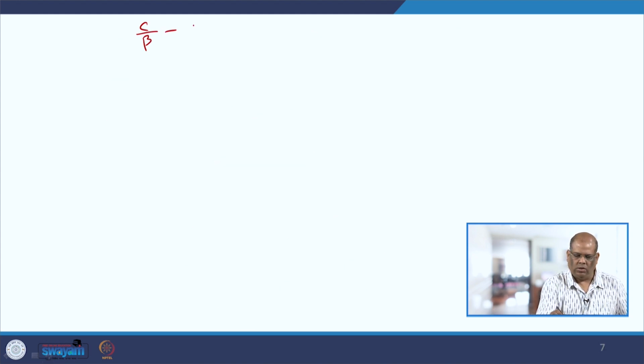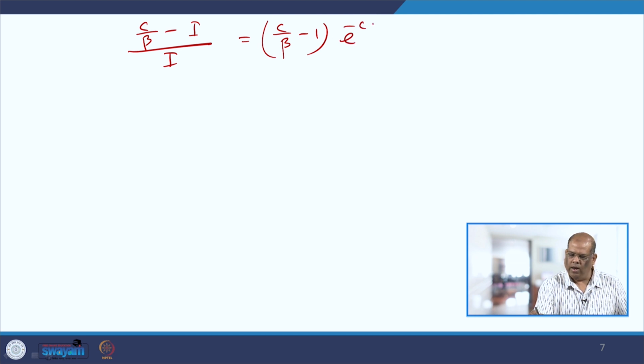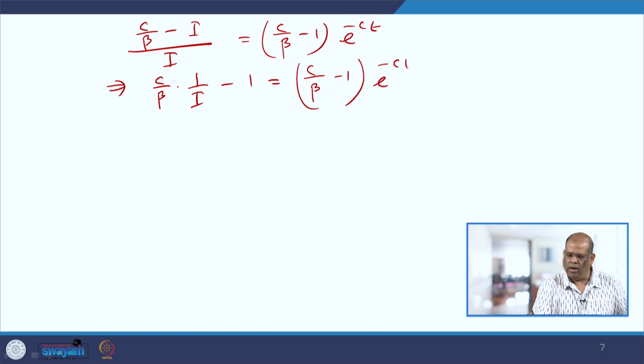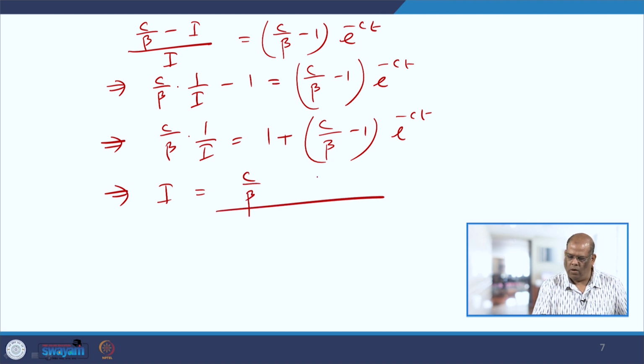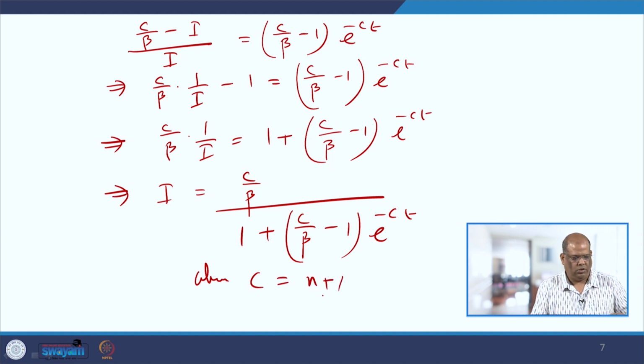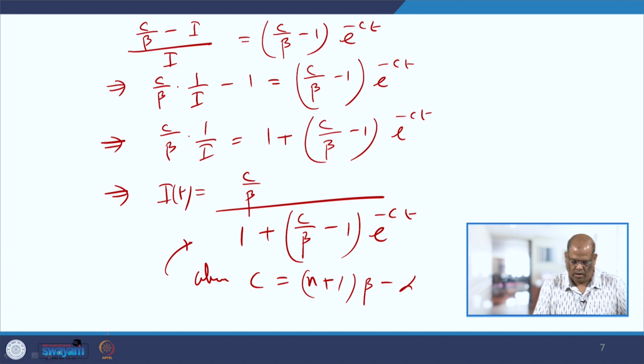So (C by beta minus I) divided by I is equal to (C by beta minus 1) e to the power minus Ct, and I just write C by beta into 1 by I minus 1 into (C by beta minus 1) e to the power minus Ct. So C by beta into 1 by I equal to 1 plus (C by beta minus 1) e to the power minus Ct. So I get I equal to C by beta whole divided by 1 plus (C by beta minus 1) e to the power minus Ct, where your C is (n plus 1) times beta minus alpha. So I will substitute this value now here.